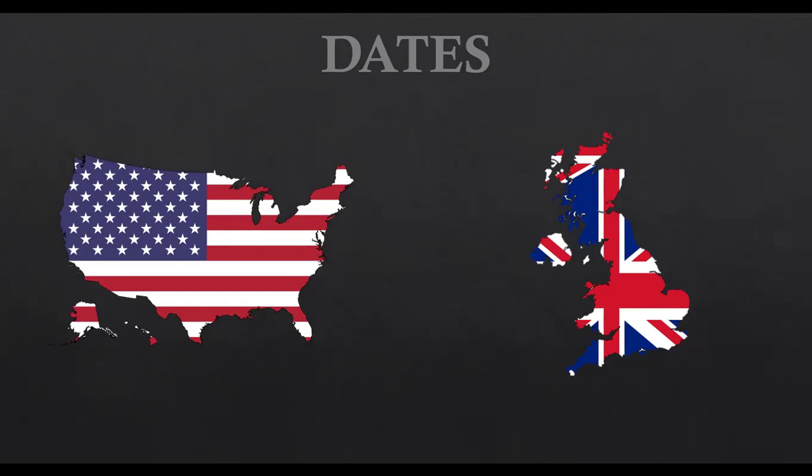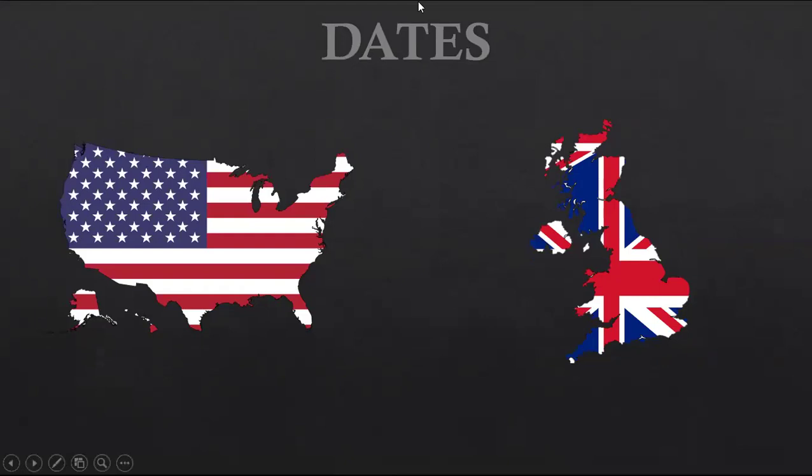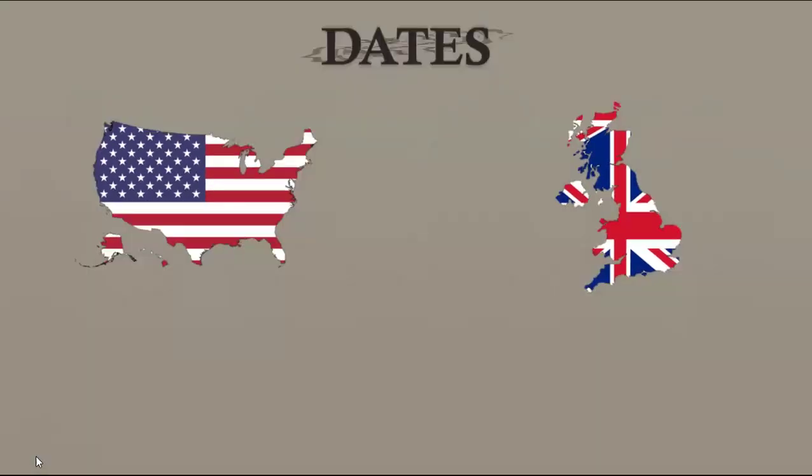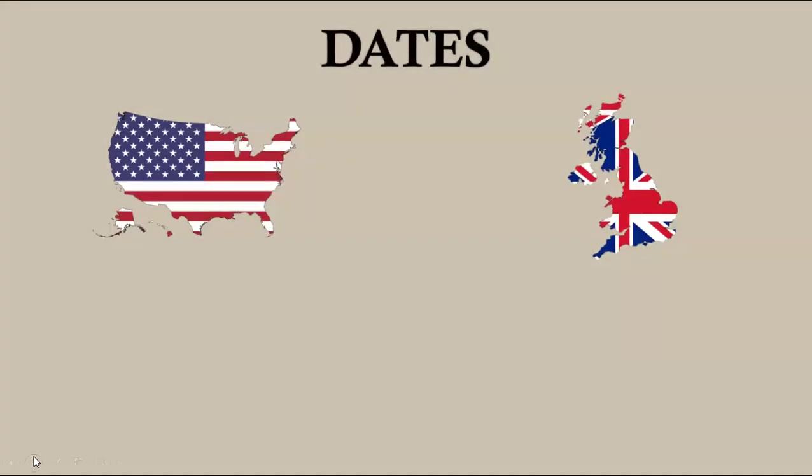Okay, so how do they differ from one another? What's the difference between them? Is it difficult? No, it's not. You'll notice that it's pretty easy. Because the organization of the American date is very simple, like this. It's the month, then the day, and the year, in that order.